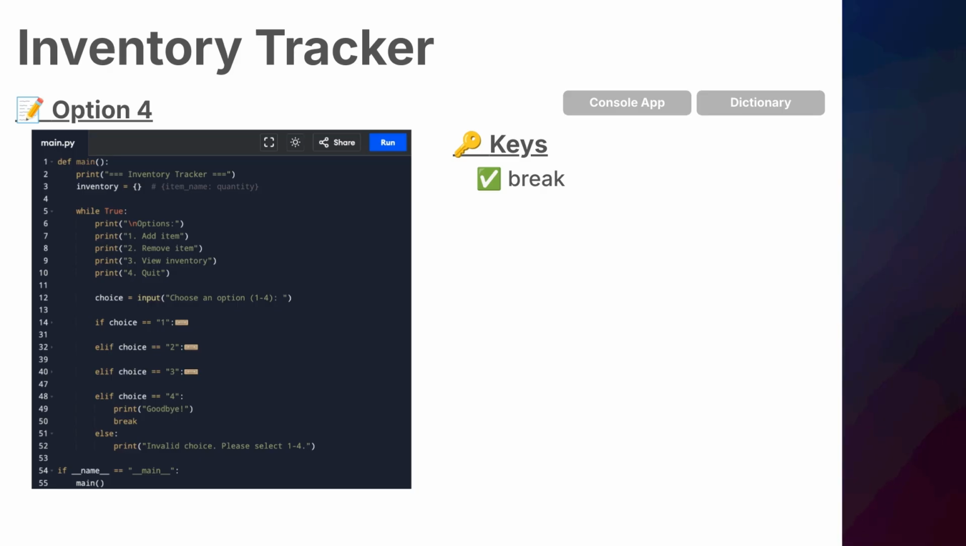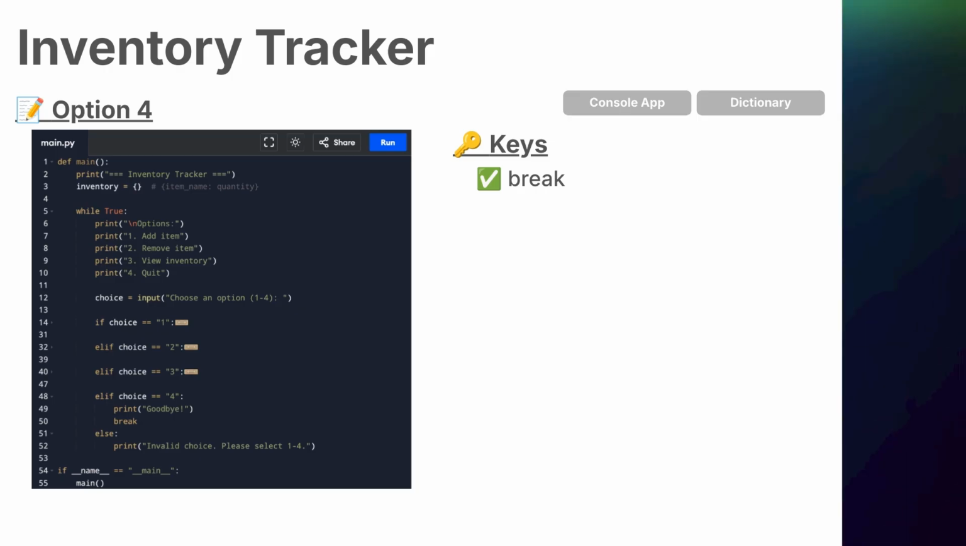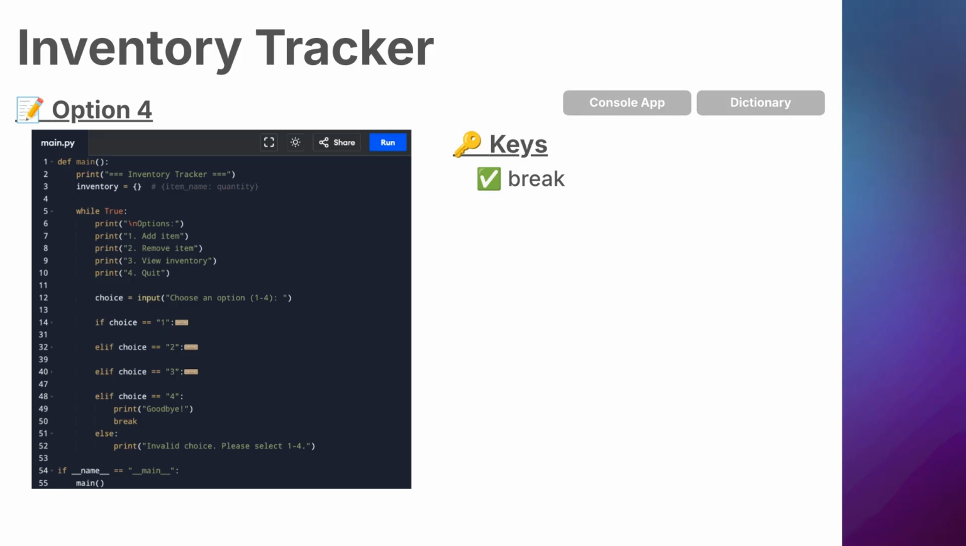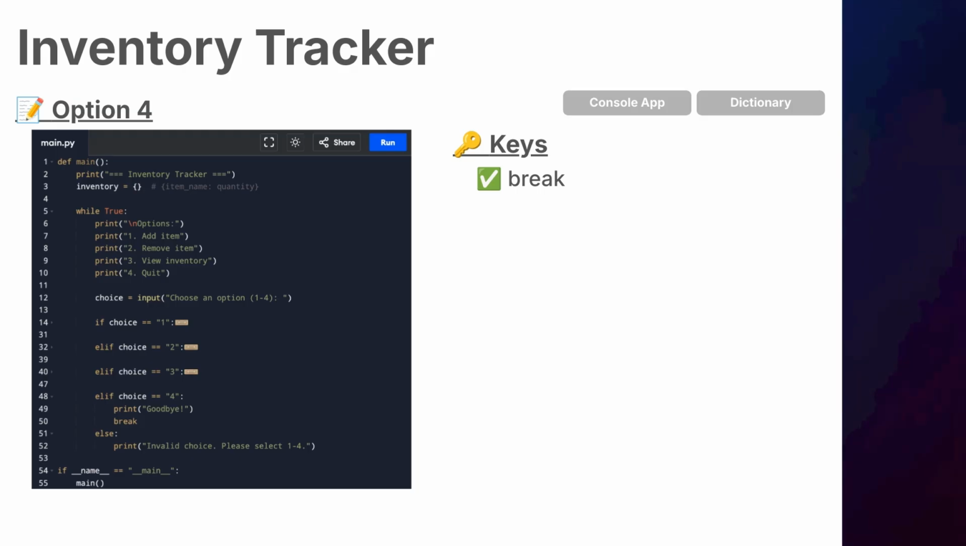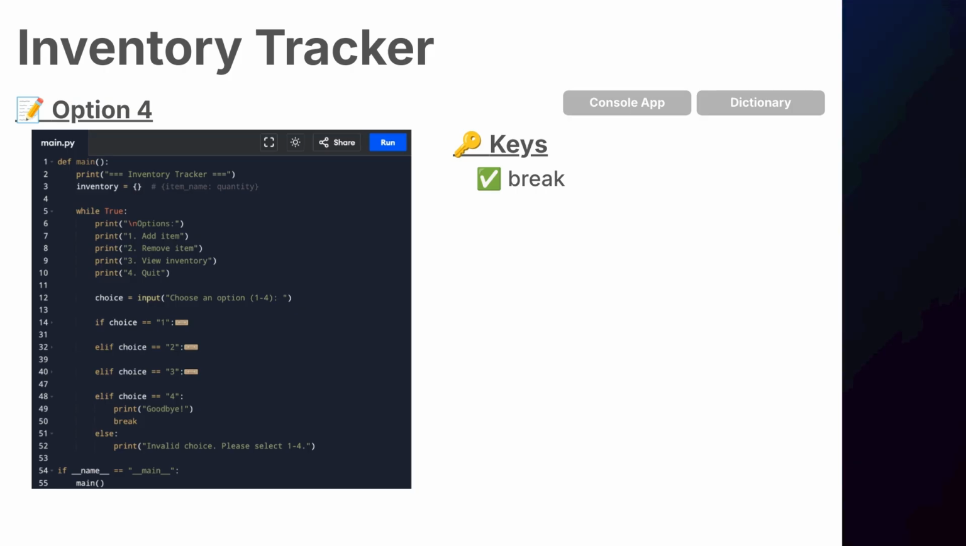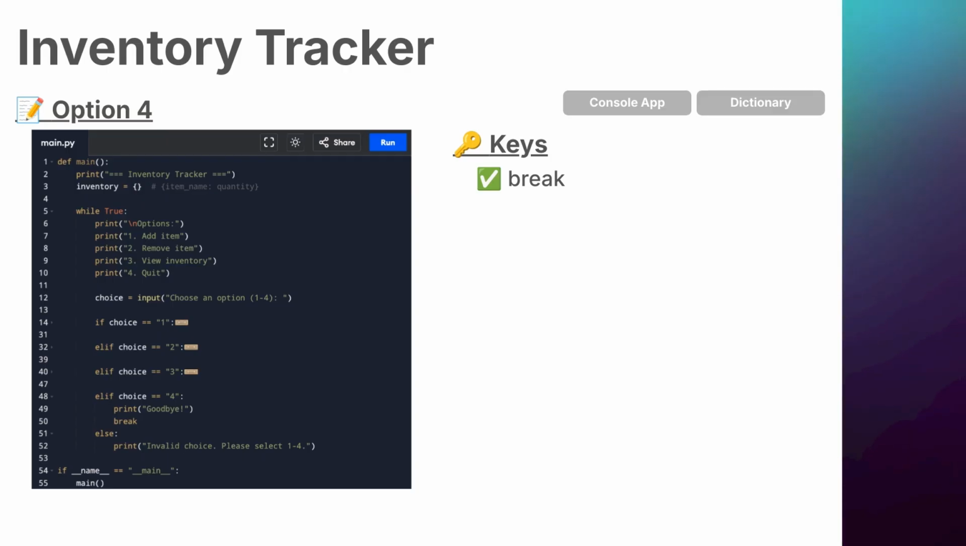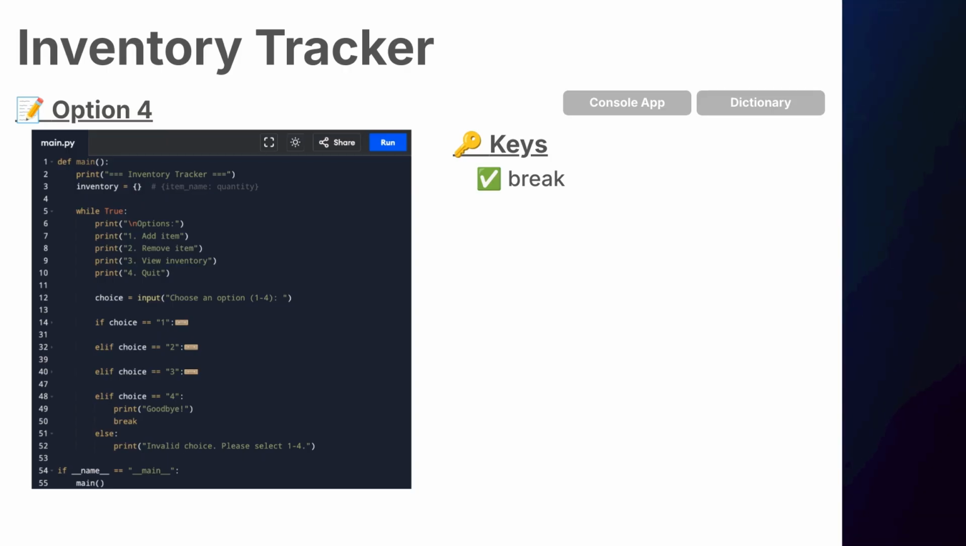Now we've reached the last part of our code, where we handle quitting the program and managing invalid choices. Inside our loop, when the user selects option 4, the program prints a simple goodbye message and then uses the break keyword. Break tells Python to immediately exit the while loop, which stops the program from running any further. This is a clean way to end an ongoing loop when the user decides they're done. If the user types something that isn't one of the menu options, the program runs the else block. Here we print a friendly message telling them to select a valid option. This gives clear feedback and prevents errors.